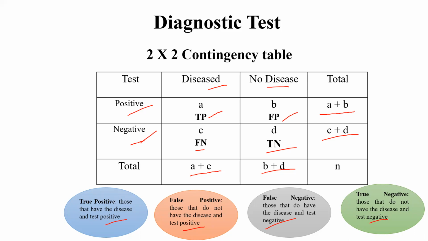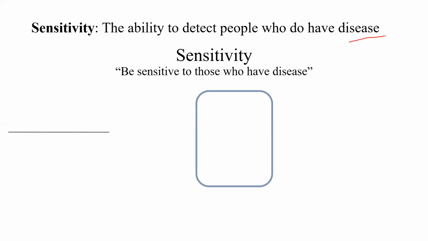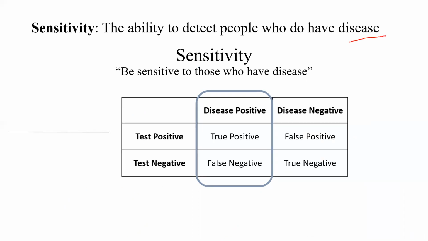Now we need to understand what sensitivity is. Sensitivity means the ability to detect people who have the disease. So sensitivity means being sensitive to those who have the disease, that is, disease positive. So the total true positive plus false negative is the total disease positive. So we can calculate sensitivity as true positive divided by true positive plus false negative.